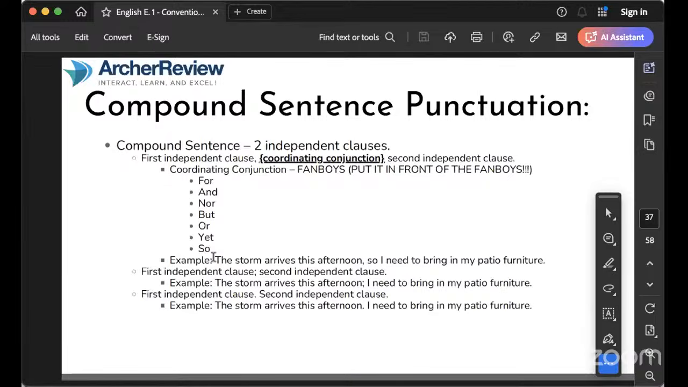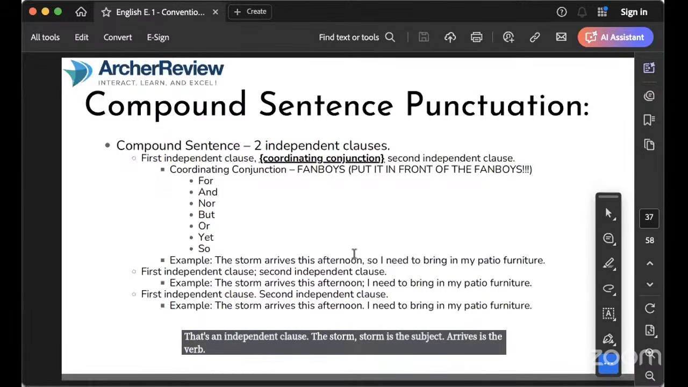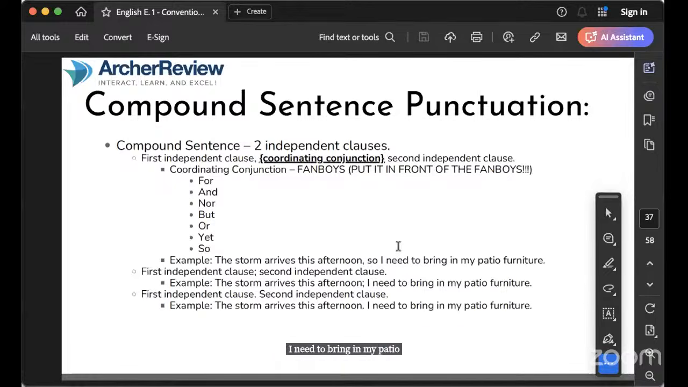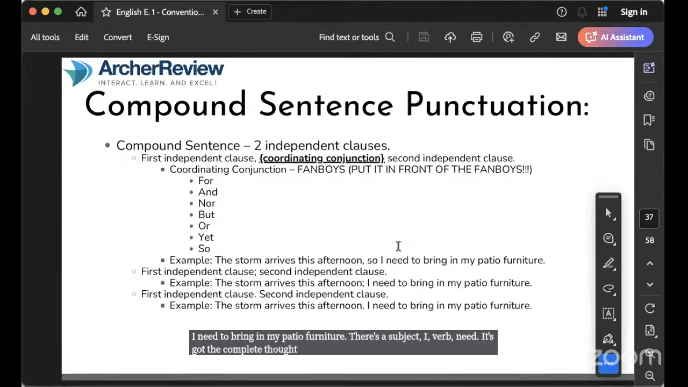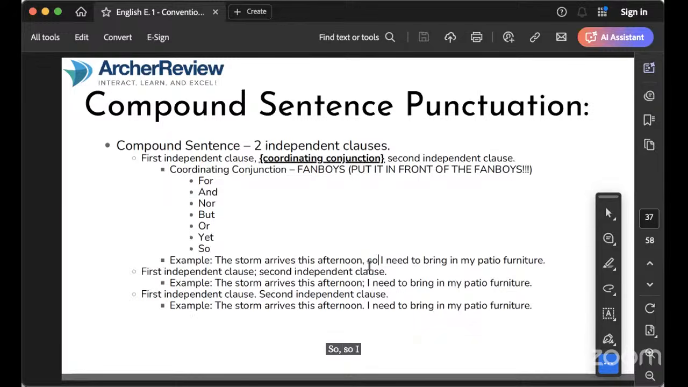Now, an example of this would be, the storm arrives this afternoon. That's an independent clause. The storm is the subject, arrives is the verb. When's it coming in? It's this afternoon. I need to bring in my patio furniture. There's a subject, I, verb, need. It's got the complete thought. So I've got 2 independent clauses. Well, I used that coordinating conjunction right there. So I use the conjunction so. I must put that comma.